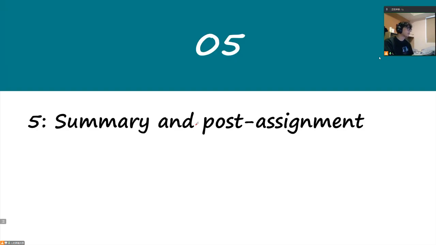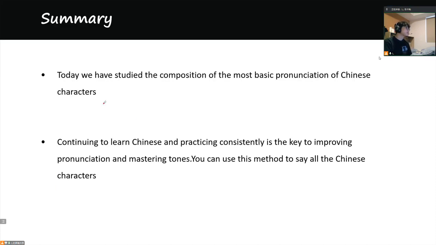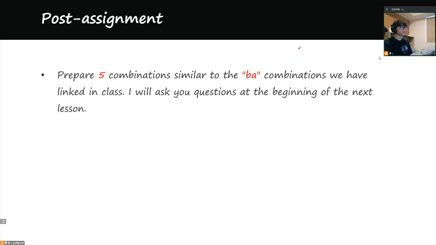And then is today's summary and the post assignment. Today you have studied the composition of the most basic pronunciation of Chinese characters. Continuing to learn Chinese and practicing constantly is the key to improving pronunciation and mastering tones. You can use this method to say all the Chinese characters. And there's this little post assignment for today's lesson. Prepare 5 different combinations similar to the 把 combination we learned in class.